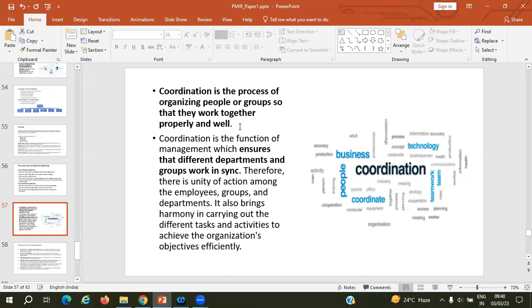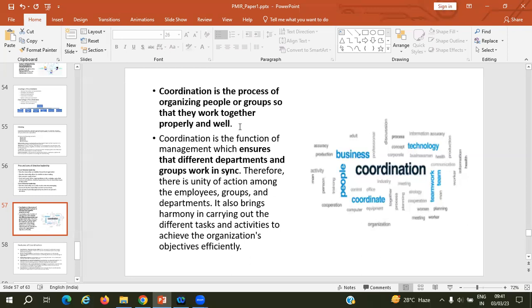Whatever decoration and catering you were doing, you have to do all these things again, you have to change your plan. So that means coordination is required for everything. As you told, it is a process where everyone works together. Coordination is the process of organizing people or groups.